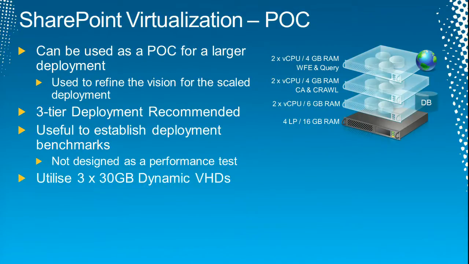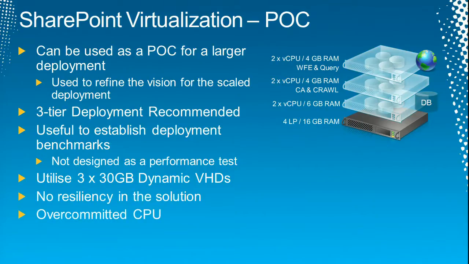But there is, and you could use dynamic VHDs for this. If you're just testing in a POC, that would be fine. And the size of those, that would be appropriate. However, there's no resiliency, and you've overcommitted the CPU. So yeah, great, exactly. So if you're wondering how have you overcommitted the CPU, well, we've only got 4 cores in the host, and we're using 6 cores for the SharePoint VM.